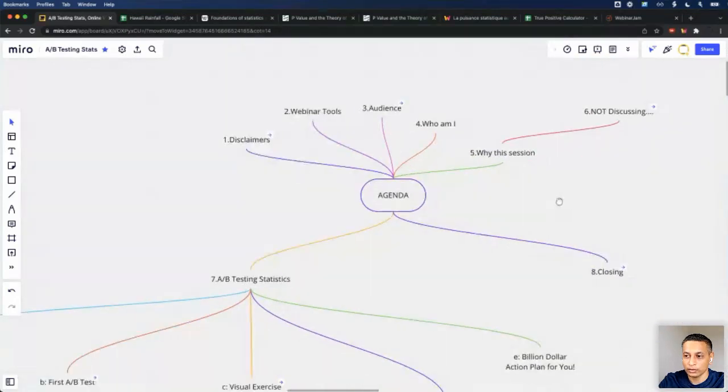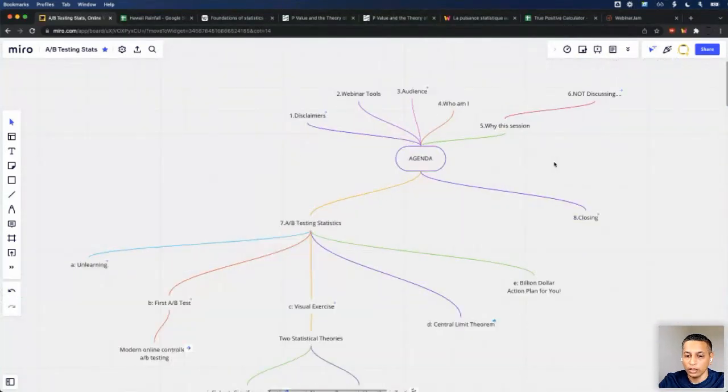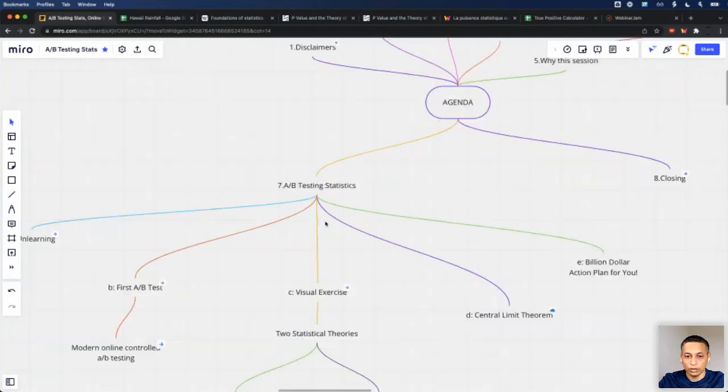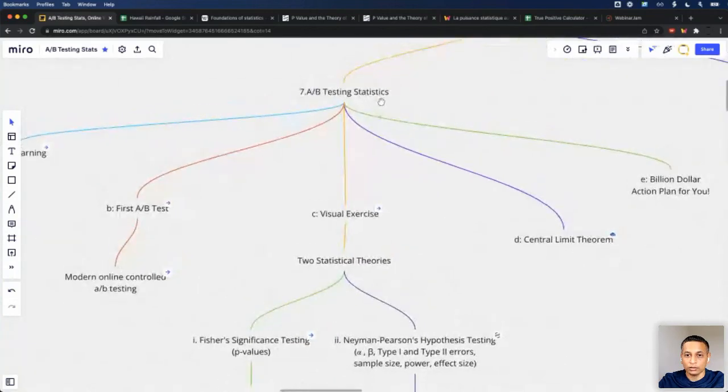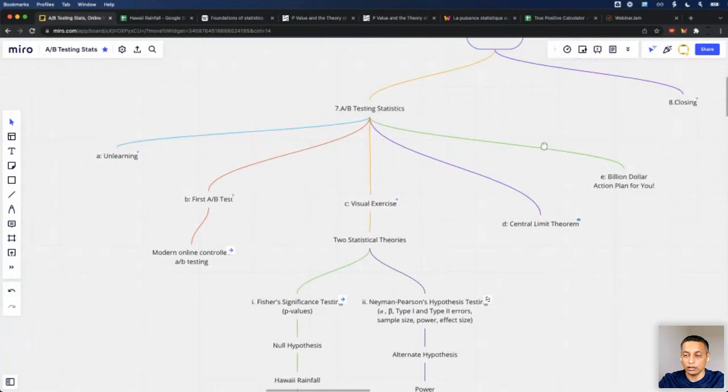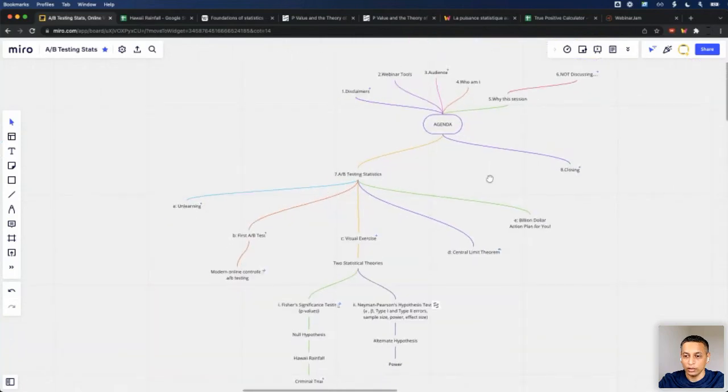I don't have slides. I just have this whiteboard that I have created, or this is the mind map actually that we are going to go through in this session. We have some disclaimer. So I'll go through the top section: webinar tools, audience. I'll go through who am I, why this session, why am I doing this, and what topics we won't be covering. And then we'll come to the more detailed stuff, which is the actual topic of today, A/B testing, and there are several parts underneath it. And then lastly, the closing statements.